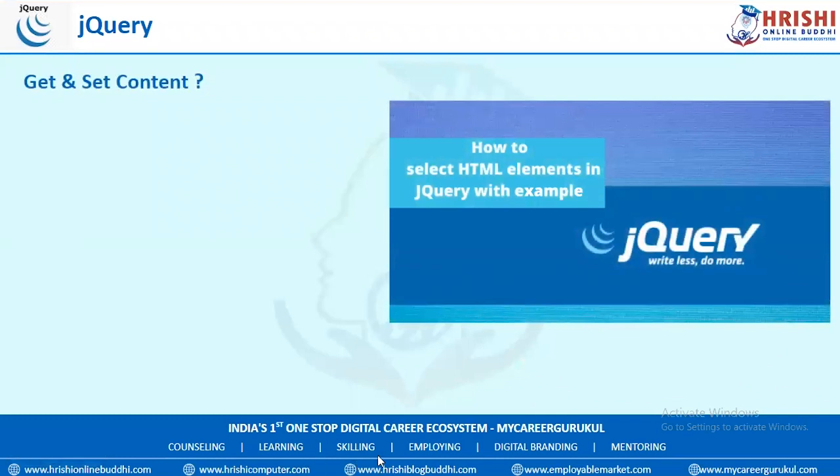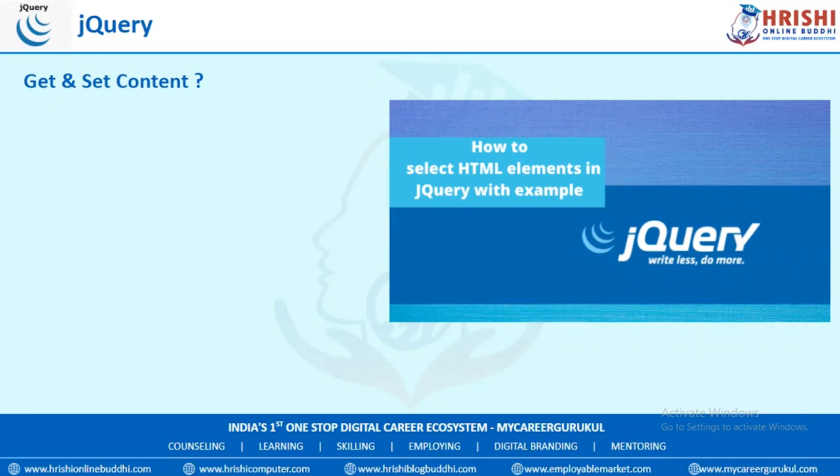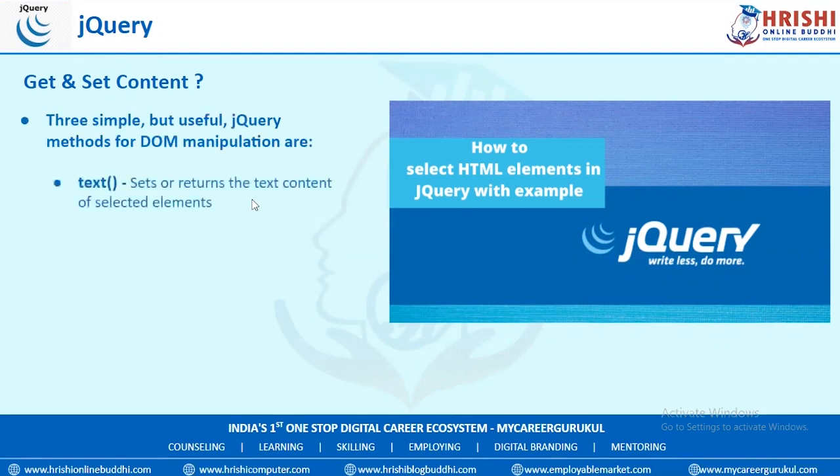Now, as the name indicates, get and set content. That means both of these are used to assign some value to a particular element or to extract some value from a particular element. Here there are three simple but useful jQuery methods for DOM manipulation. First is text. Text sets or returns the text content of the selected element.